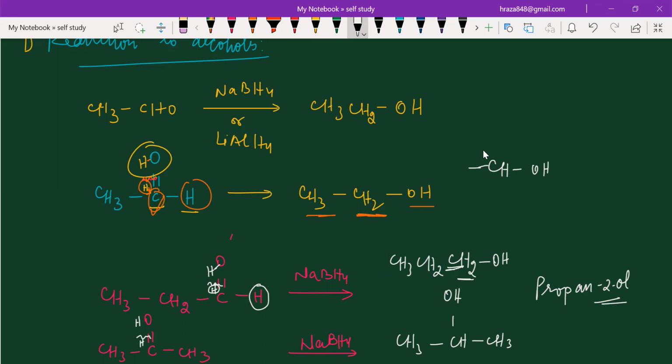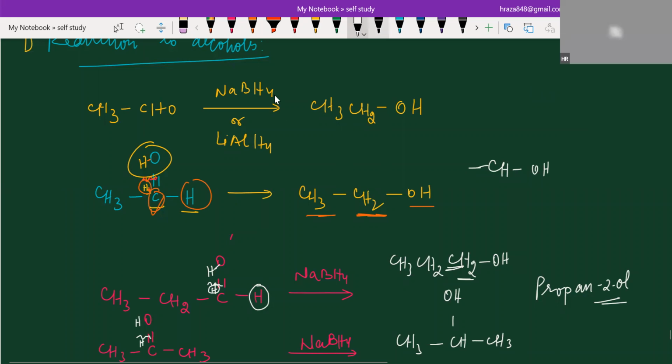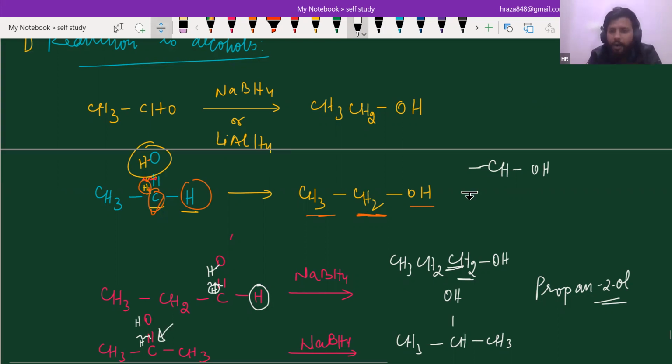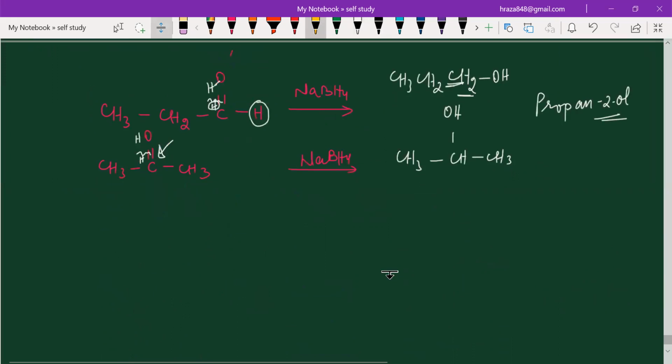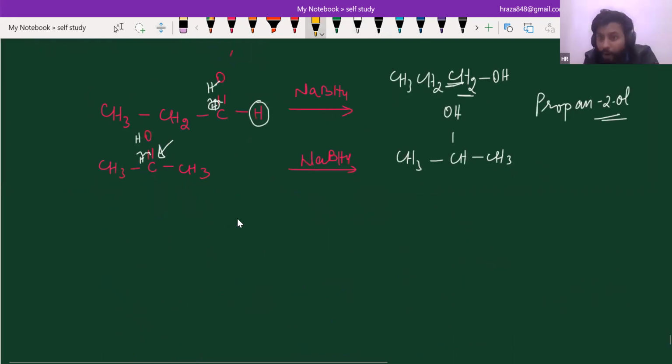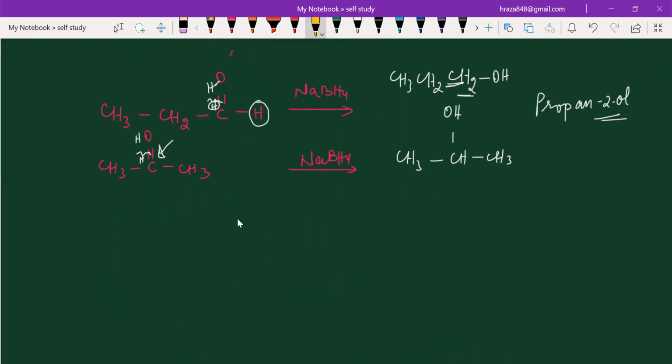Sir, can you just explain how you got propan-2-ol? Because even I actually got propan-2-ol. Ahmad, can you count the number of bonds of this carbon? How many bonds is this carbon making? How many bonds is it making in your product? Five. Okay, can carbon make 5 bonds? First question: carbon cannot make 5 bonds.